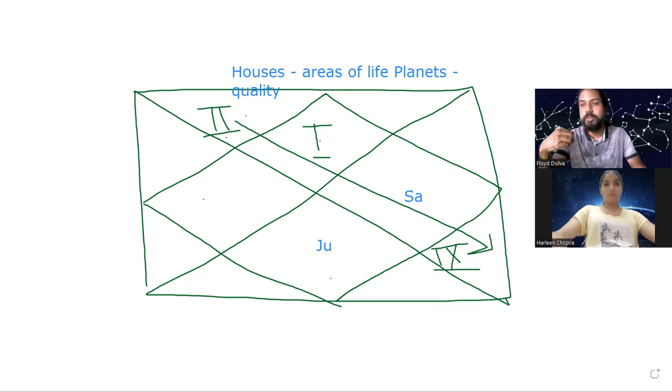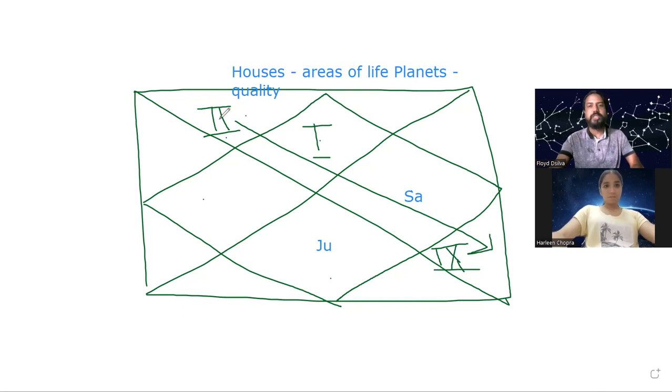Isn't the 12th house the house of foreigners? Yes, but we discussed that last time, that the ninth house and the 12th house. The ninth house is the house of foreign land and foreigners also. So the money will come from foreign land for this kind of person.